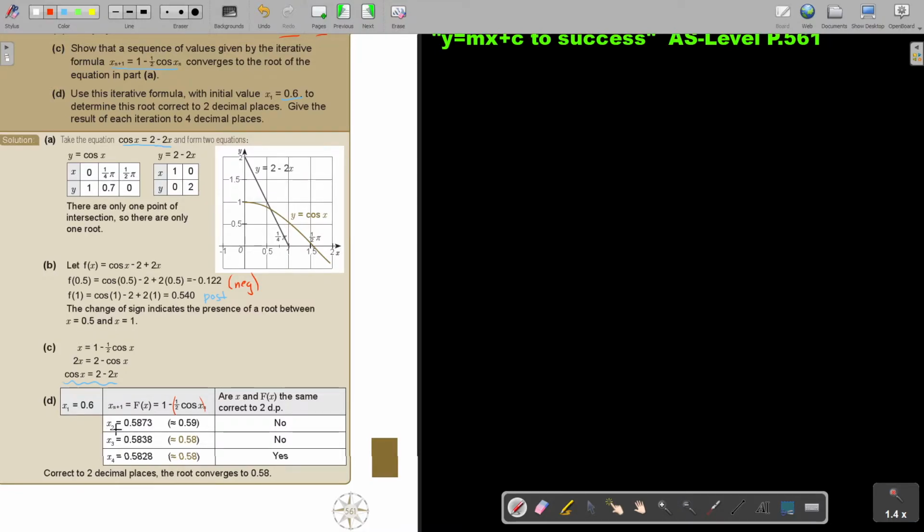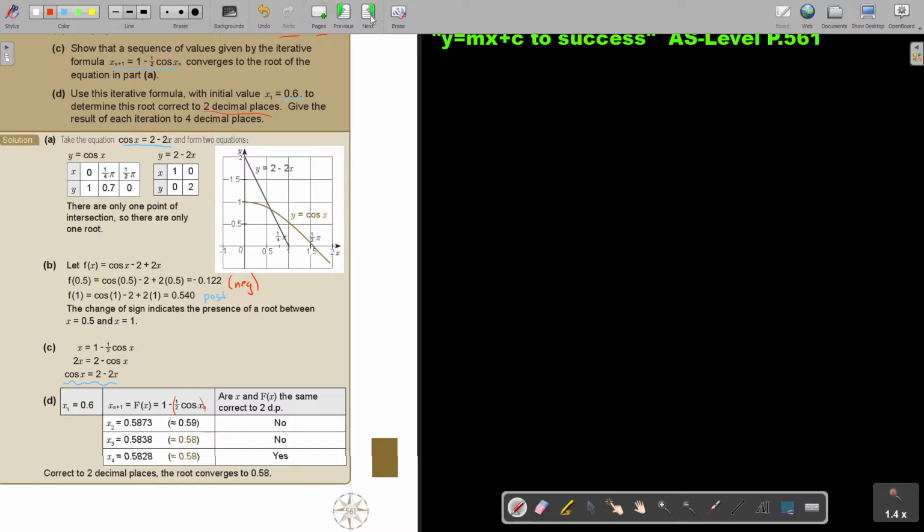And then you get x2. Make it 4 decimal places and then approximate also to 2. Then again equal, and I get x3 and then the 2 decimal places. I look until I get these to be the same, and then I stop and say correct to 2 decimal places, the root converges to 0.58.